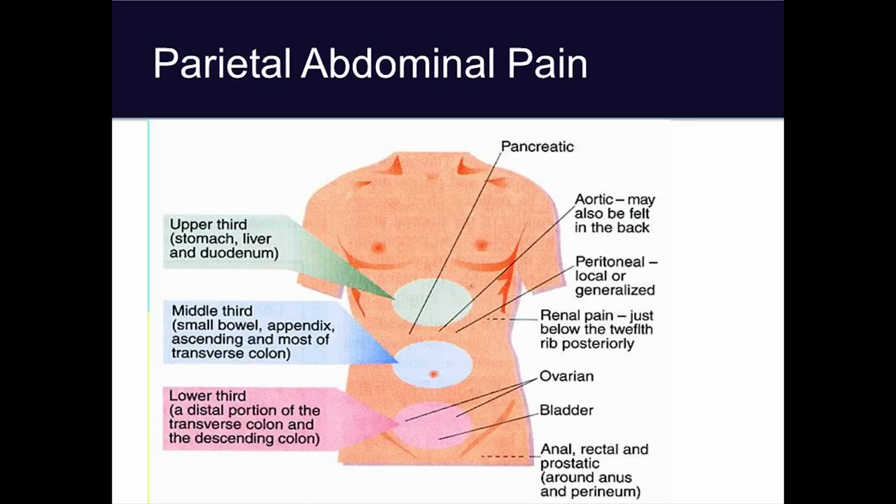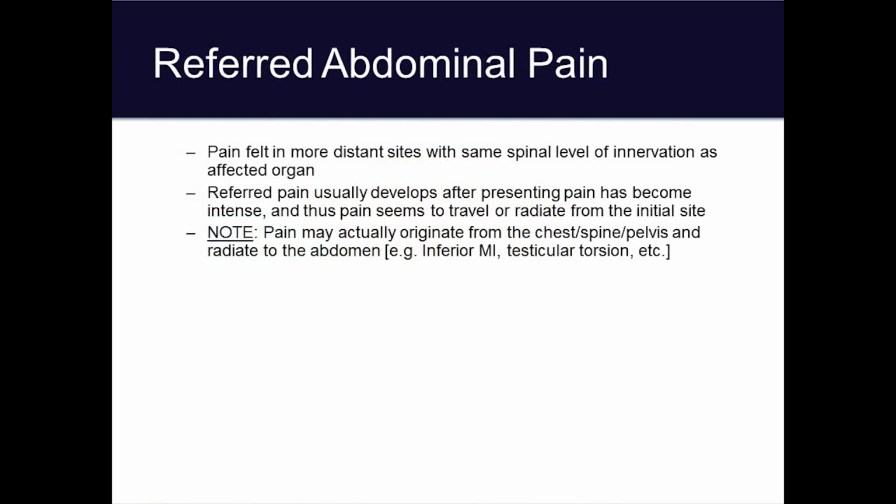Slide 27. Referred abdominal pain is pain felt in more distant sites with the same spinal level of innervation as the affected organ. Referred pain usually develops after presenting pain has become intense, and thus the pain seems to travel or radiate from the initial site. Pain may actually originate from the chest, the spine, or the pelvis and radiate to the abdomen, such as the examples I gave earlier in this talk of the inferior myocardial infarction or testicular torsion.